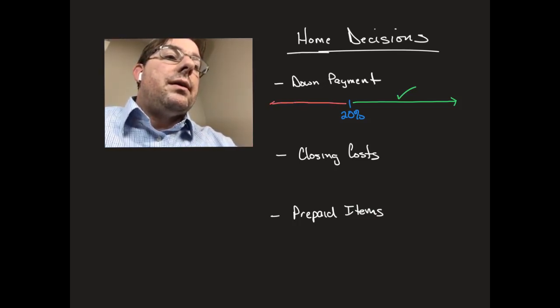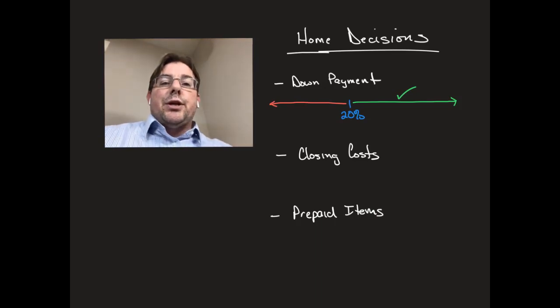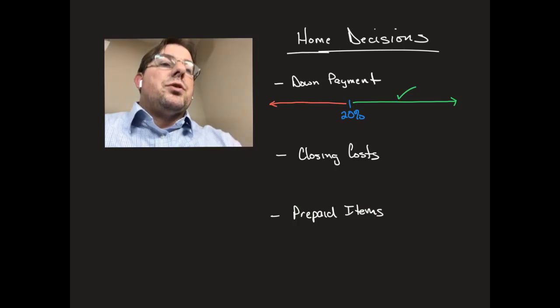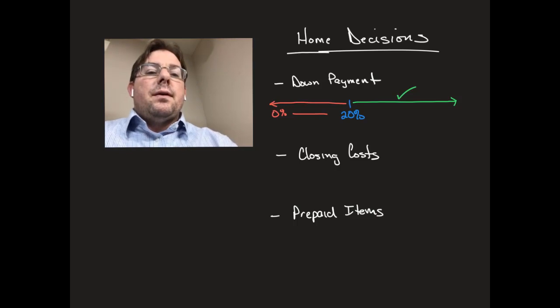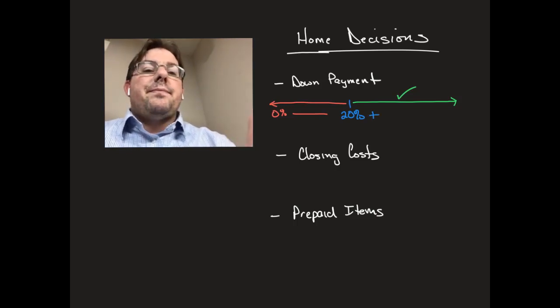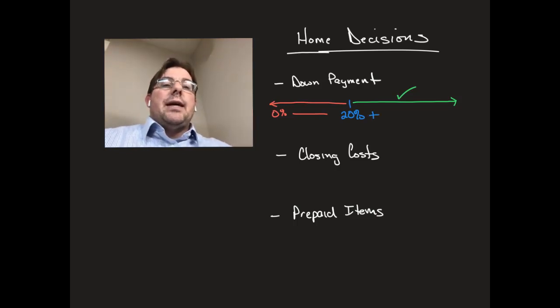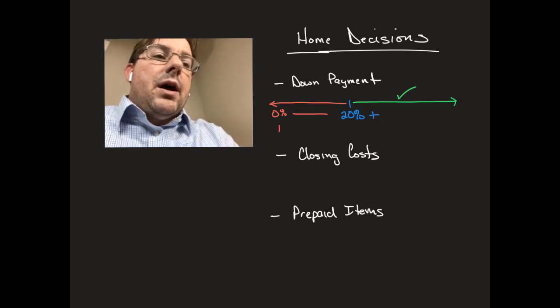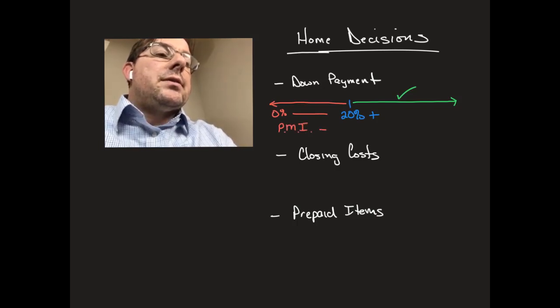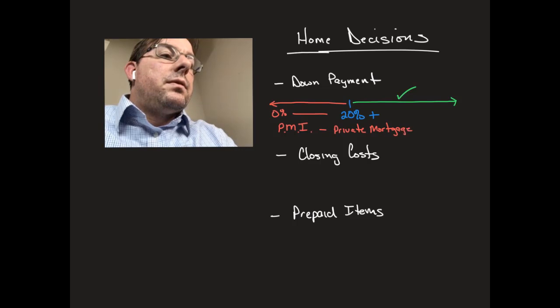Unfortunately, when lenders get into a lending situation where the borrower is putting in less than 20%, so anywhere from 0% to 20%, we find ourselves in a situation where the lender is typically going to require us to purchase what's referred to as PMI. And this is private mortgage insurance.